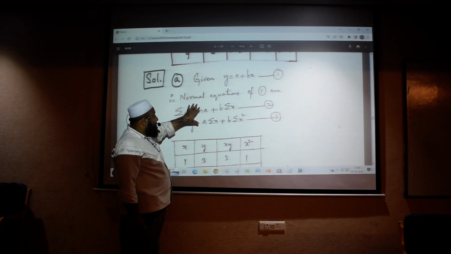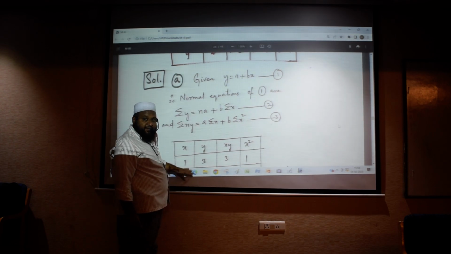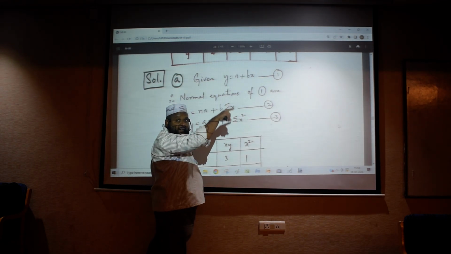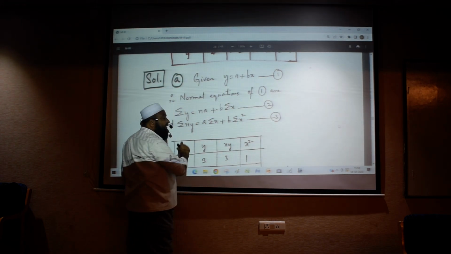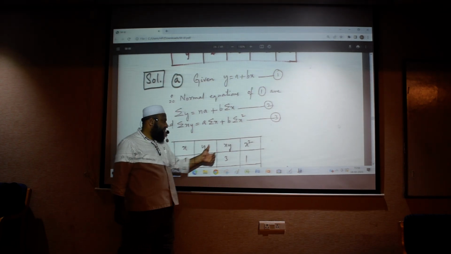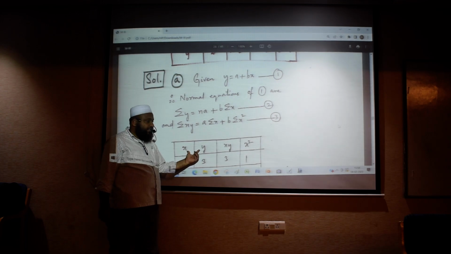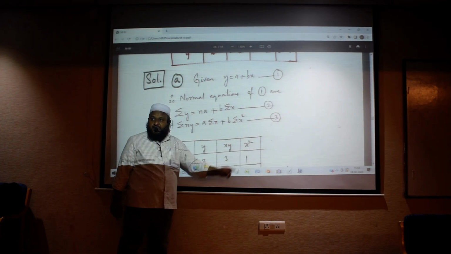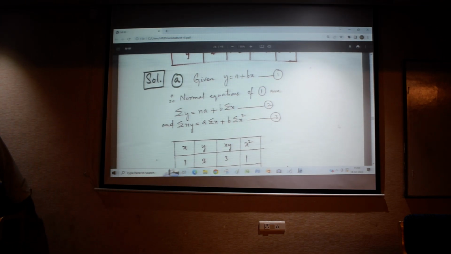Now to substitute the values here, we need a table. Sigma y means the sum of all the y values. Sigma x means the sum of all the x values. X is given, y is given. What extra variables do we need? xy and x square. So we are preparing a table. These x and y are given. We are calculating x into y and x square. So the table is ready now.